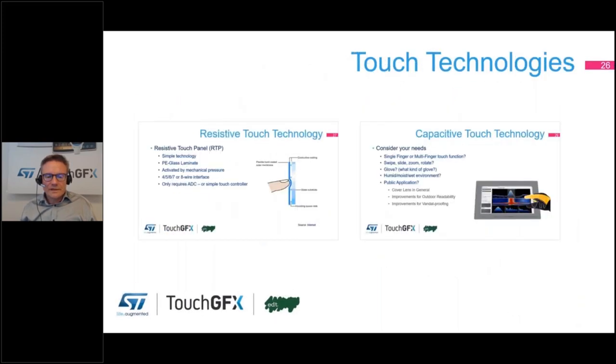So what is this capacitive touch technology about? I do seem to have a small issue with my laptop here. Sorry for that. Can we have some questions?